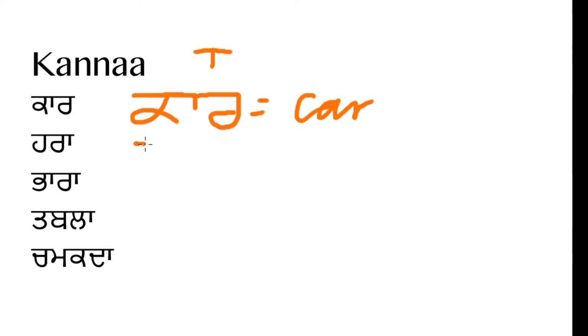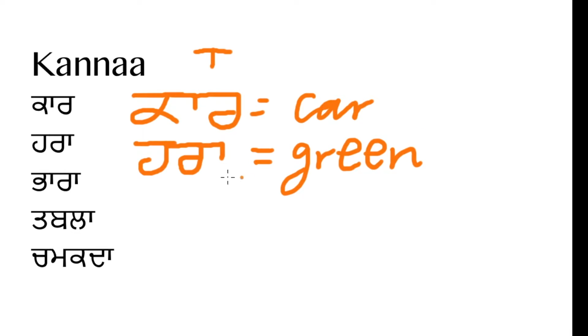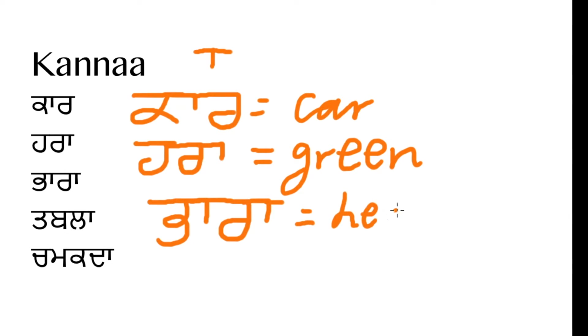And now we have ha, ra, and a kannaa. So haraa. And haraa basically means green. Now we have a pabba. So pa, ra, a kannaa, paraa. And paraa basically means heavy. So when something is heavy, it's paraa.